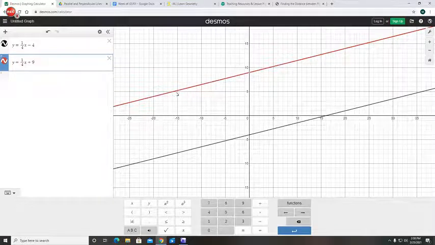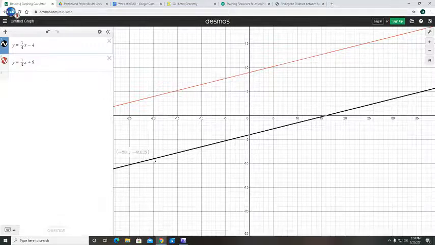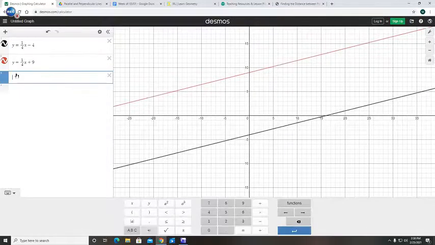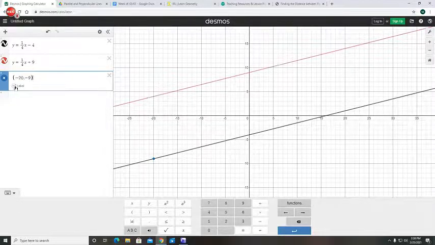So I'm going to pick any old point on the line. Doesn't matter. You can pick any point on either of the lines. I'll pick this guy. There it is: -20, -9. And then I'll label it.